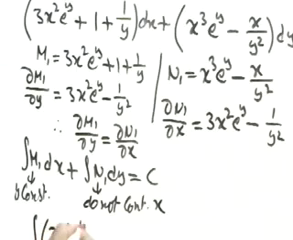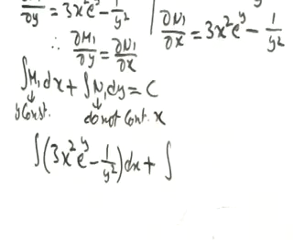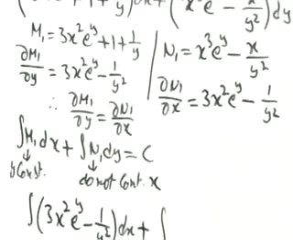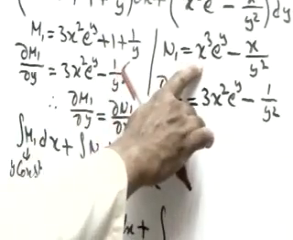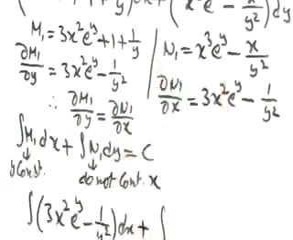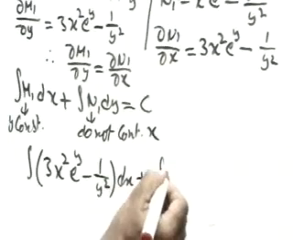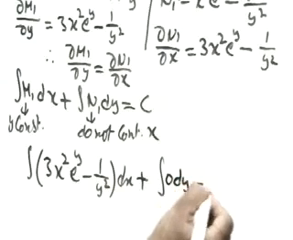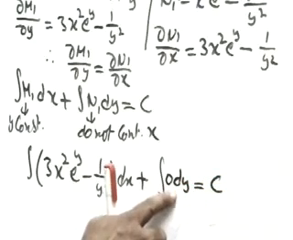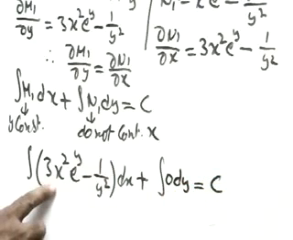So let me change this integration of m1. What is m1 here? 3x square e power y minus 1 by y square dx plus integration of, sorry, we should take the value of n which does not contain x. You see here, this also contains x value, so we do not have any value. So let me take 0 dy equals c.